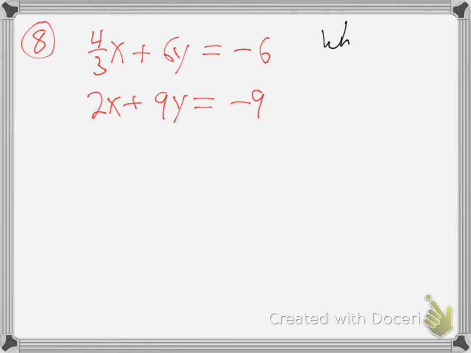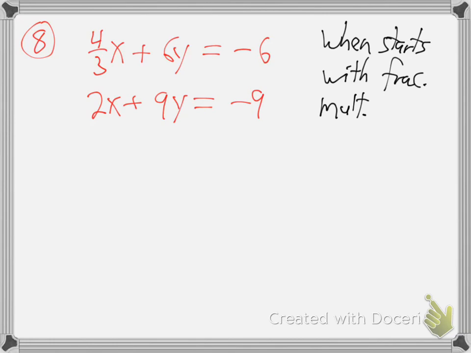So let me just write a note. When it starts with fractions, multiply all terms, every term, by the denominator. So I'm going to multiply through all the terms by the denominator. What does that mean? That 3 there. See how that 3 is the denominator? Now, right now, I'm not even thinking about making the x's the opposite ways. I'll get to that later.